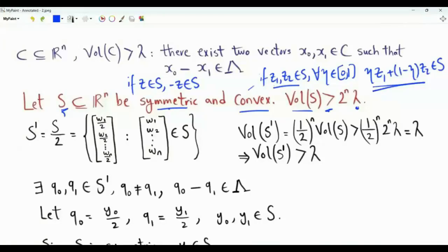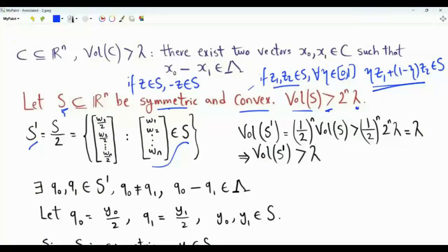Let's define the set S prime. It's S over 2. What do we mean by S over 2? The set S prime is the set of n-dimensional vectors that are obtained from the vectors of set S by multiplying each component by 1/2. There is a bijective map between S prime and S. Every vector in S, if multiplied by 1/2, gives a vector in S prime. Every vector in S prime, if multiplied by 2, gives a vector in S.